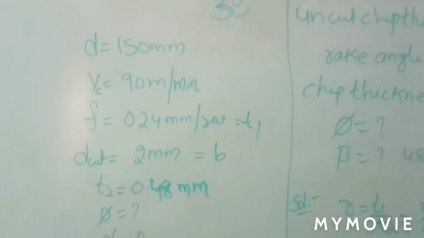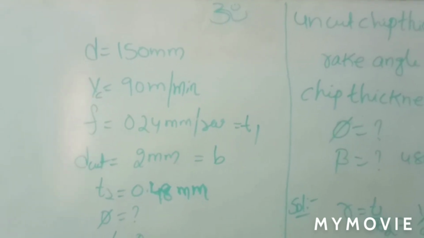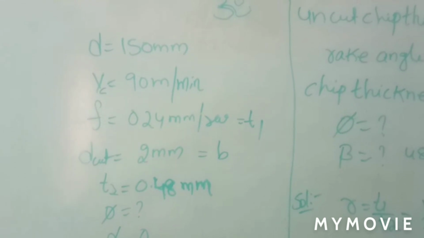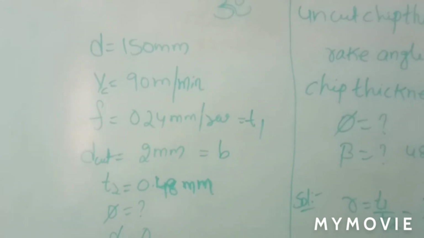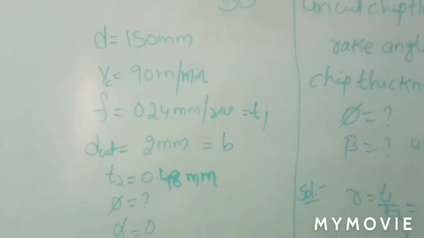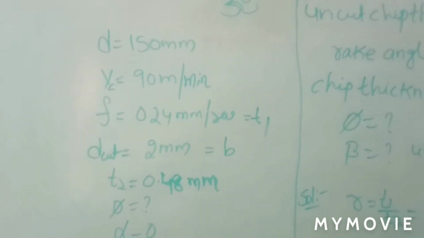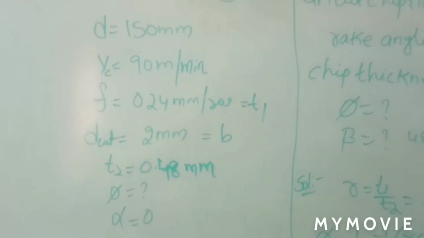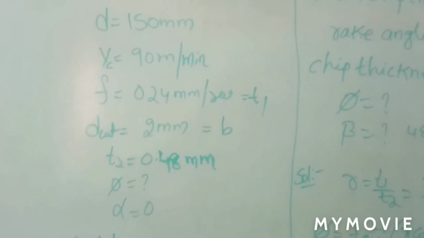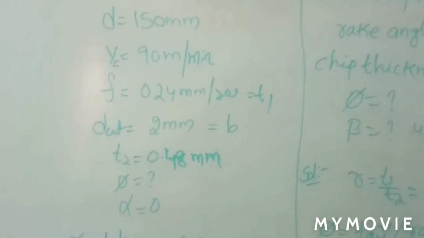That is very important. After writing down the given data, it is very important to decide what formula is applicable, what relation is applicable for those data. That is very important, because we have a number of relations, especially in metal cutting, so it is very important for you to identify what kind of relation is suitable for this problem.